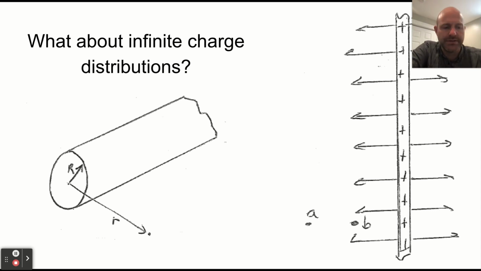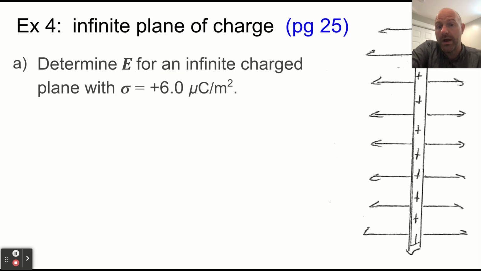But what about infinite distributions? We already know that in some ways these are simpler because there are uniform fields or very predictable fields. But we're going to need to use that similar technique we just used about moving from one point to another to find potential differences here as well. So, infinite plane of charge. This is, I think, on page 25, if my numbers are correct in your packet.